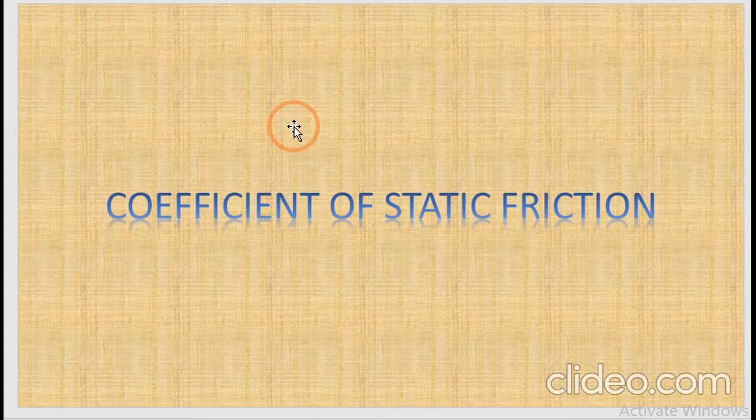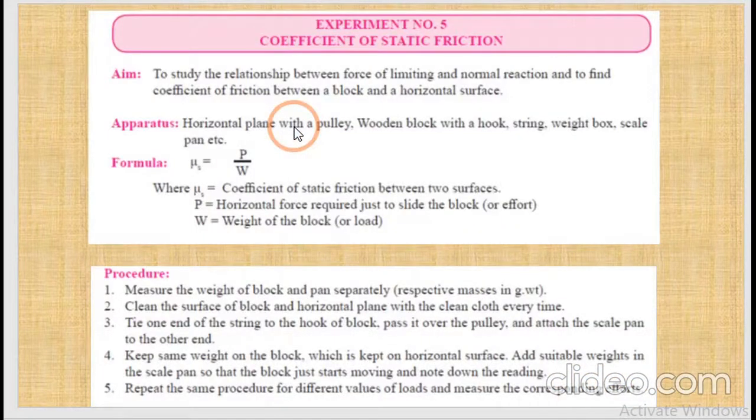We are going to perform or prove this statement or law in the laboratory today, and the required apparatus for this is a horizontal plane with a pulley, wooden block with a hook, string, weight box, scale pan, etc. What we are going to find out? We are going to find out the relation between force of limiting friction and normal reaction, and to find the coefficient of friction between the block and the horizontal surface. The formula which we are going to use is mu is equal to P upon W, where mu is the coefficient of static friction between two surfaces. Why do we require the coefficient of static friction?